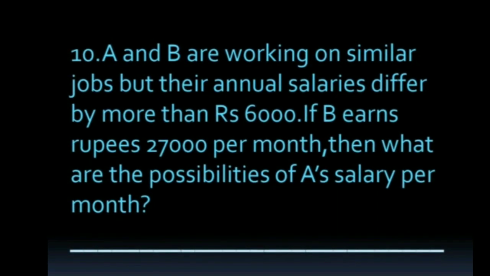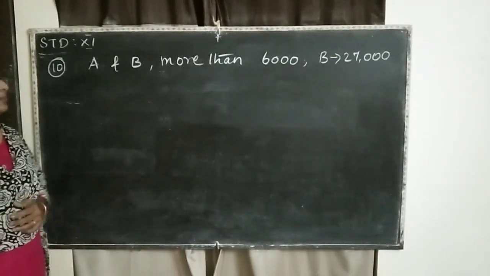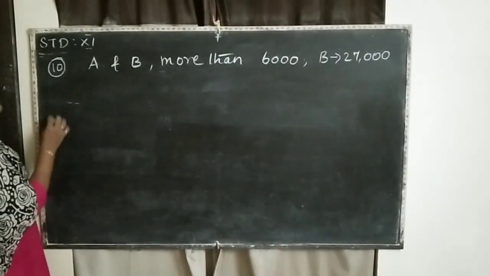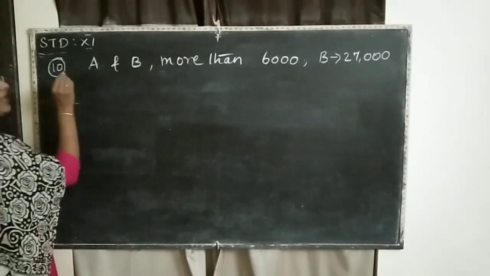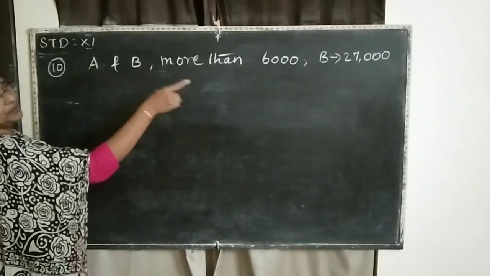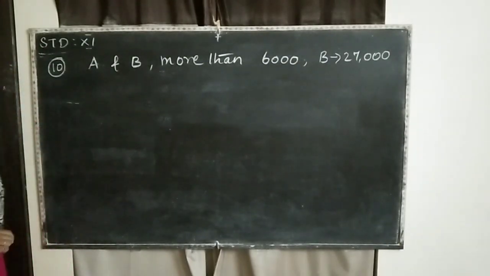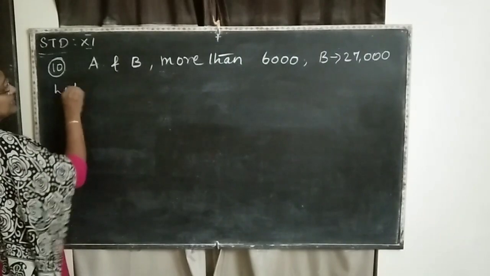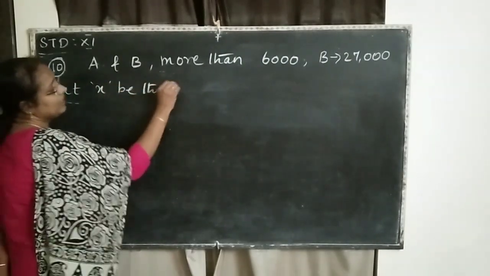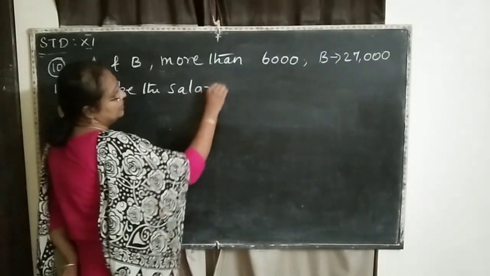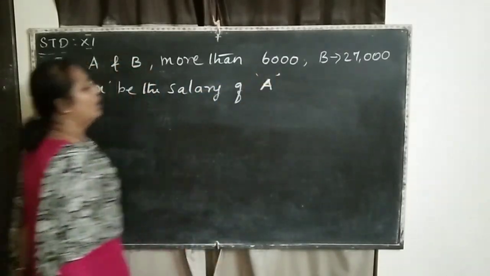Okay students, already we have heard the explanation of this problem. Let's continue with the solution now. Now we are going to discuss the salaries of A and B, where the salary of B is mentioned to be 27,000 rupees, whereas the salary of A is not mentioned. So let X be the salary of the person A.